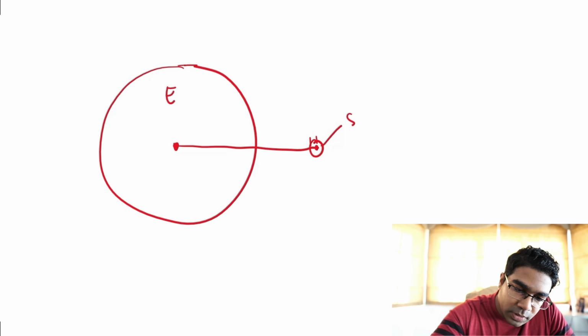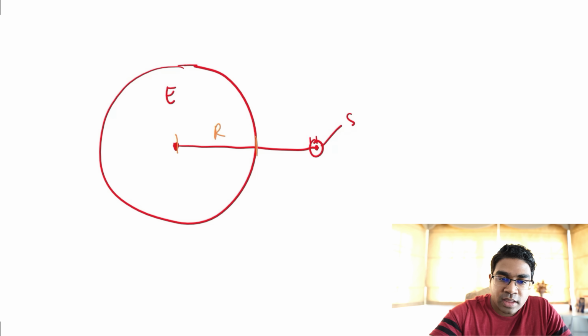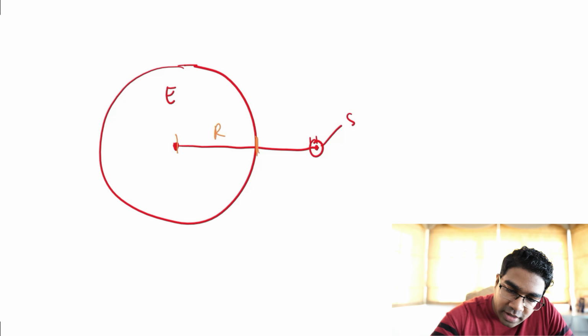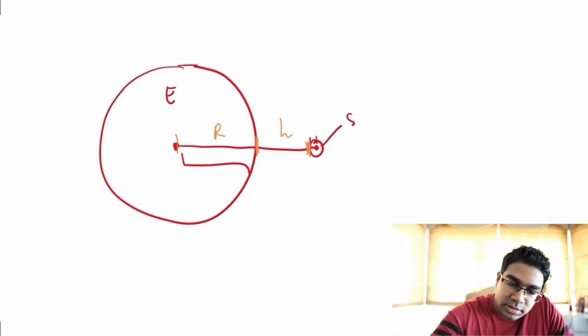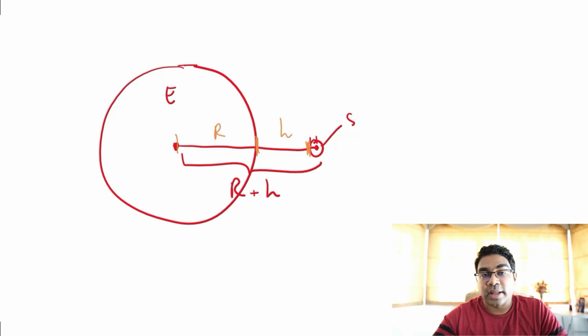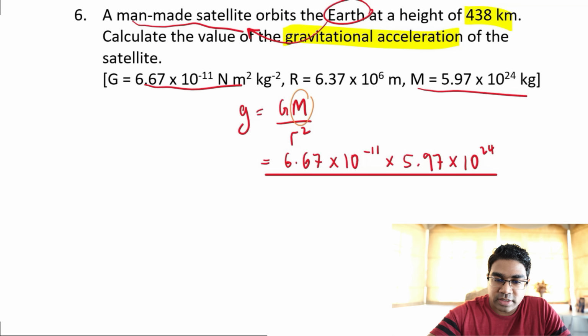But here, what is this? This is the radius of the Earth. And on this side, we have the height of the satellite. So what is r actually? R is the radius of the Earth plus the height of the satellite. And so this is what we're going to substitute inside here.